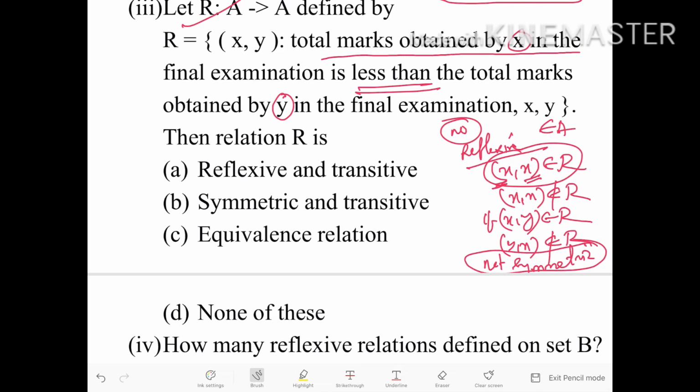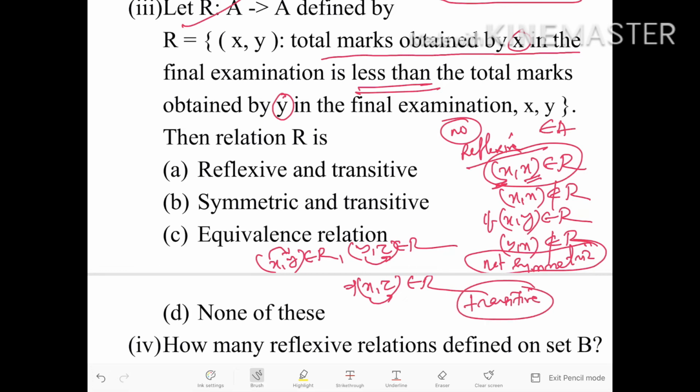Now comes to transitive. Suppose (x, y) belongs to R and (y, z) belongs to R. Then clearly we can say (x, z) belongs to R, because if the mark secured by x is less than y and the mark secured by y is less than z, definitely I can say the mark secured by x will be less than z. That means it is transitive. So the given relation is not reflexive, not symmetric, but it is transitive.